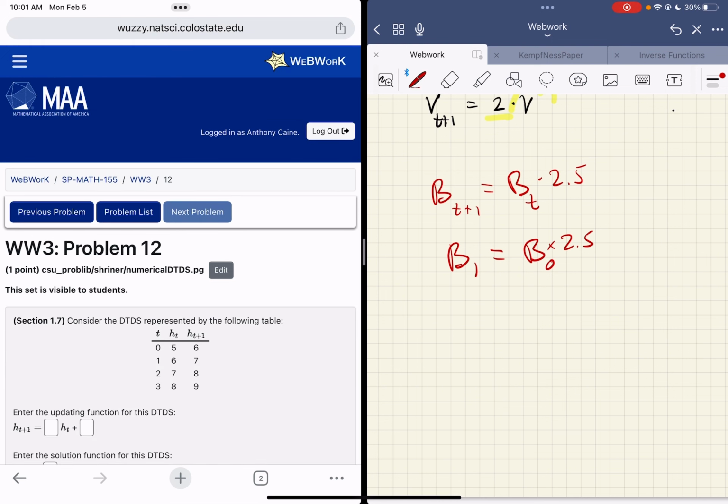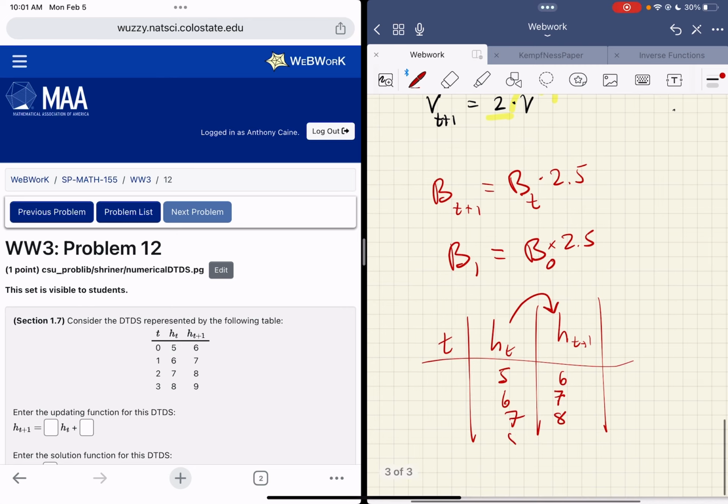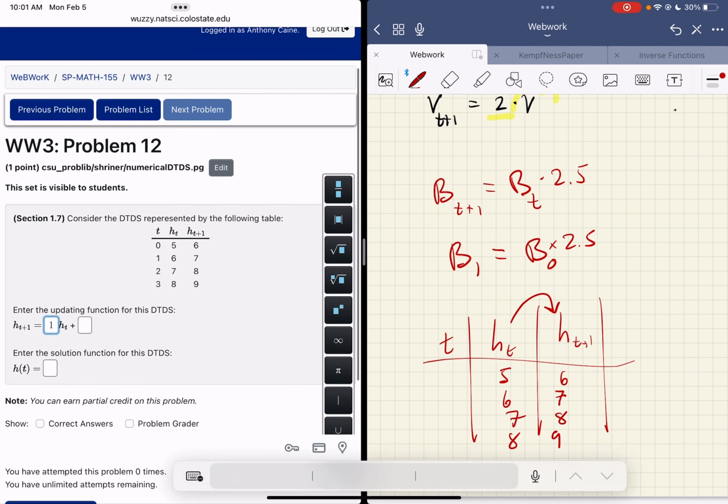All right. Now I need to come up with an updating function. So we have this table here: t, h sub t, h sub t plus 1. And I want to know, how do I get from h sub t to h sub t plus 1? So how do I turn a 5 into a 6? Is it the same way you turn a 6 into a 7? Is it the same way you turn a 7 into an 8? Is it the same way you turn an 8 into a 9? Yes, it is. I take what's there. So I take 1 copy of what's there, and I add the number 1.